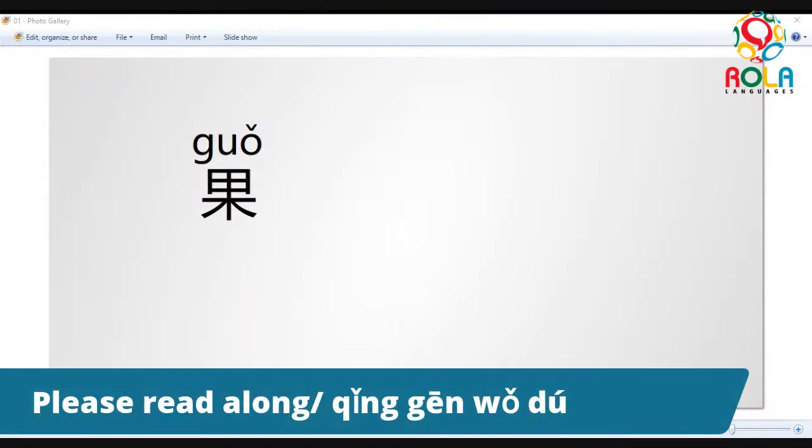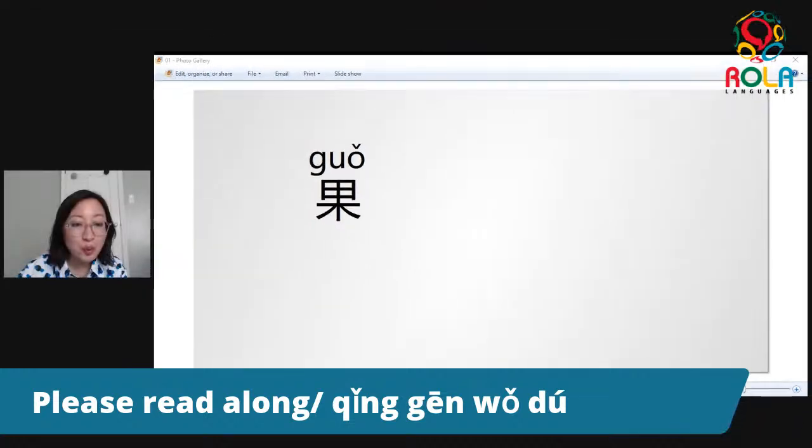So first, please read along. 请跟我读. This one is 果. As some of you might have noticed, 果, if we slash it in the middle, we have the upper part and the bottom part. Both are Chinese characters.